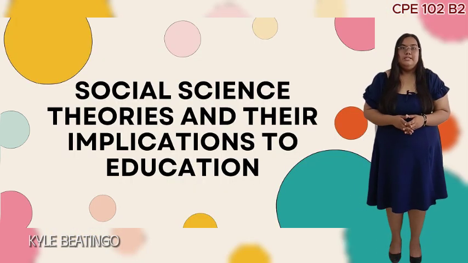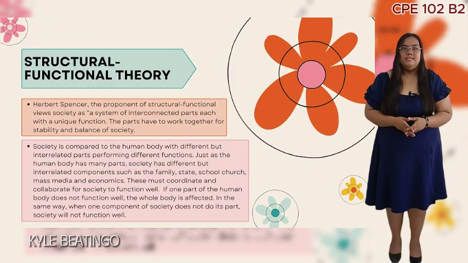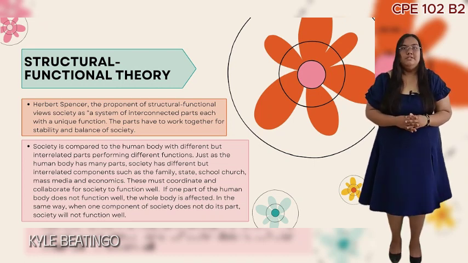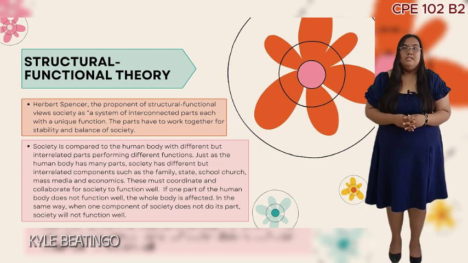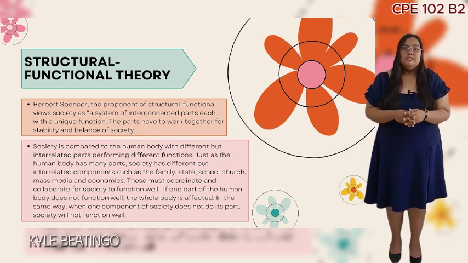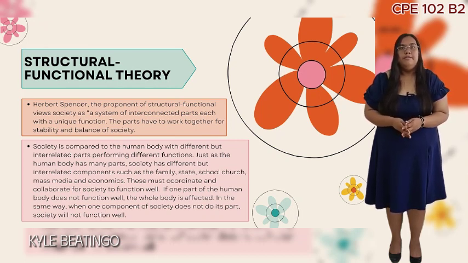Social science theories and their implications to education. 3. Social theories. Structural functional theory. Herbert Spencer, the proponent of structural functionalism, views society as a system of interconnected parts, each with a unique function. The parts have to work together for a stable and balanced society. Society is compared to the human body, with different but interrelated parts performing different functions.